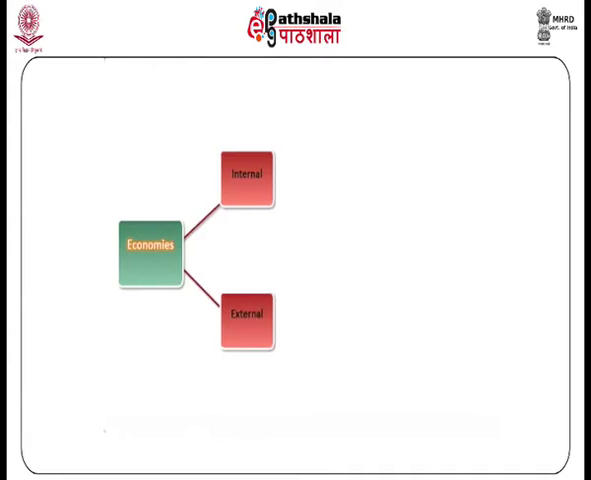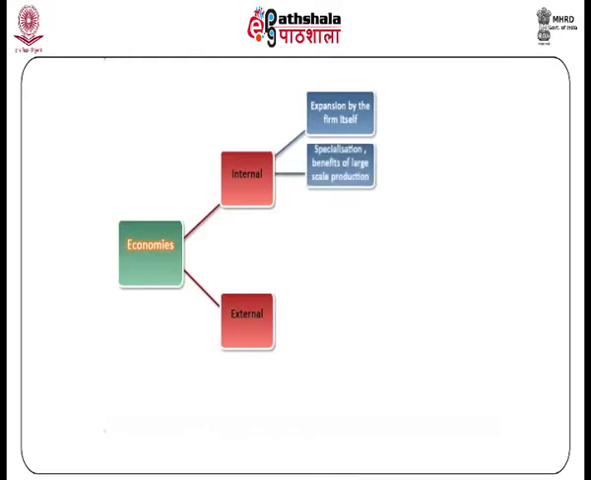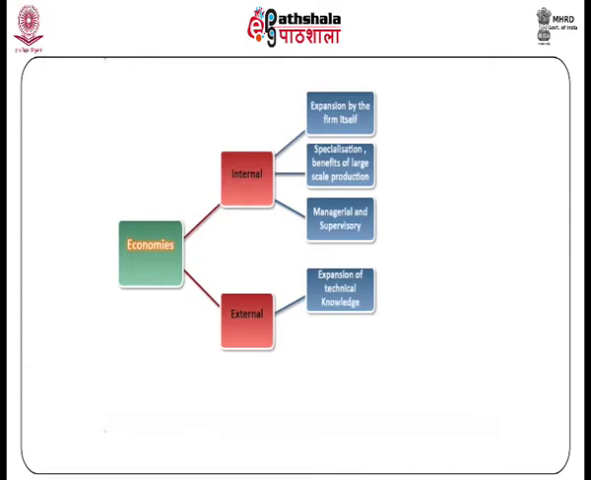Internal economies arise on account of expansion by the firm itself and due to specialization, benefits of large-scale production, managerial and supervisory economies, and so on. External economies arise from external factors and the firm has no role in it. External economies arise due to expansion of technical knowledge, growth of ancillary industry, and so on.